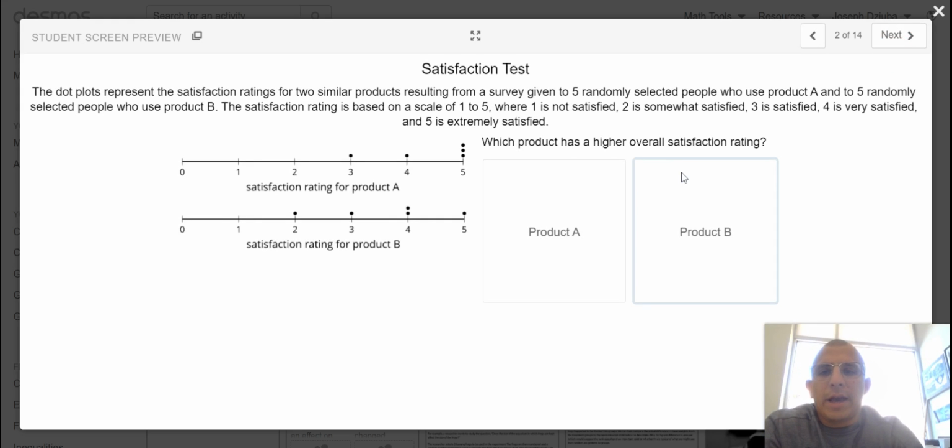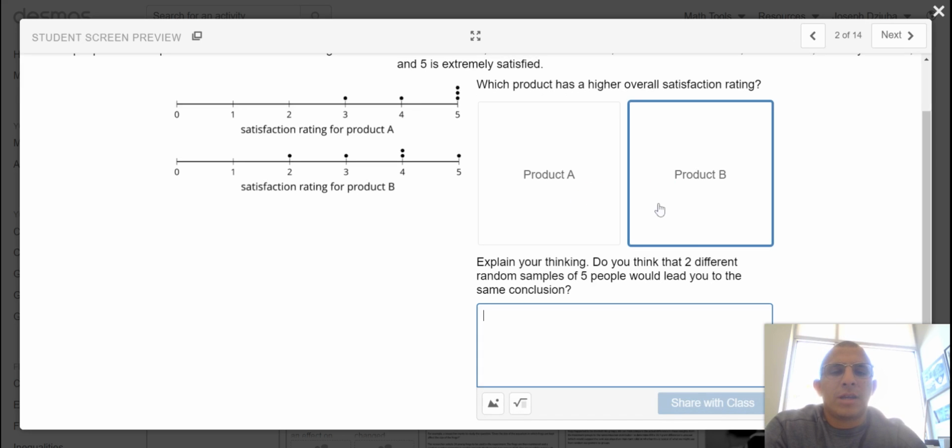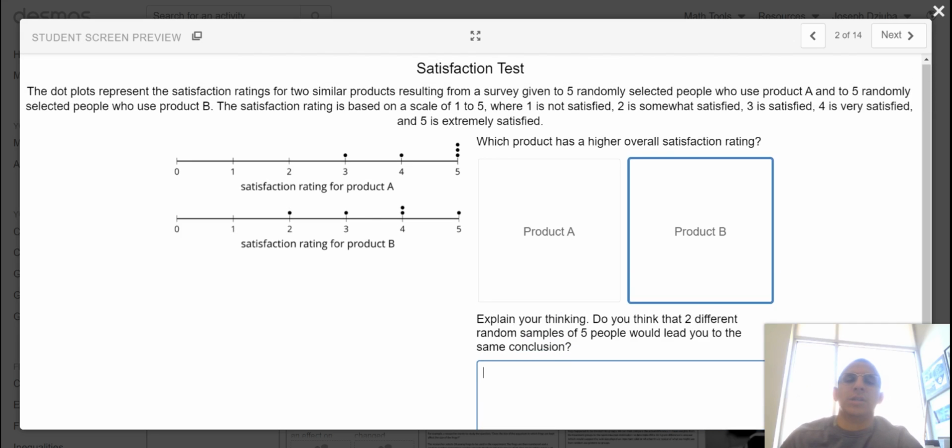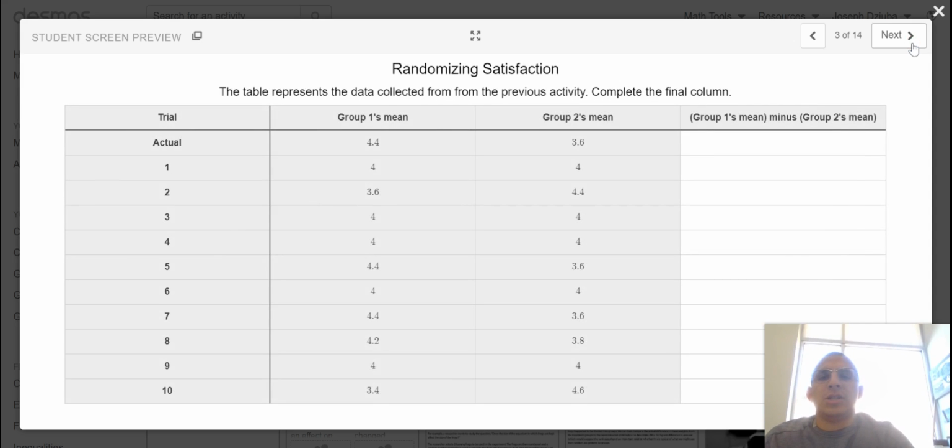So we have a satisfaction rating for two products. Which product in your eyes has a higher overall satisfaction rating, product A or B? Explain your thinking. Do you think that two different random samples of 5 people would lead you to the same conclusion? Why or why not? Really emphasizing this idea of a randomization distribution.